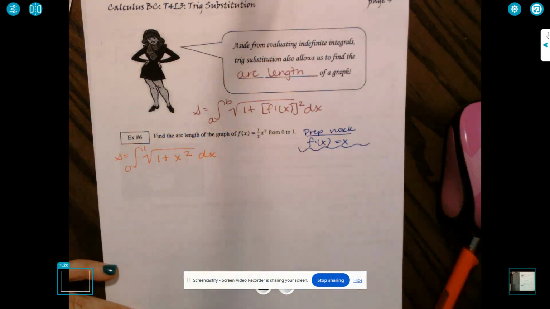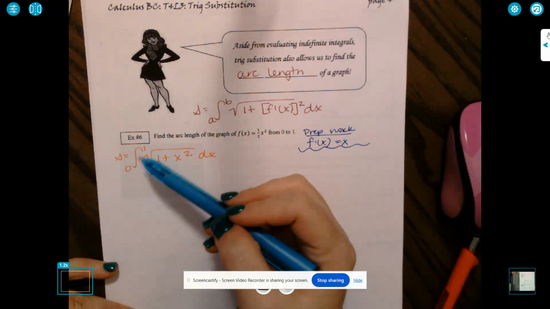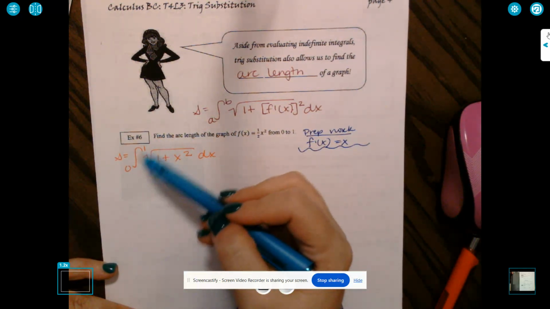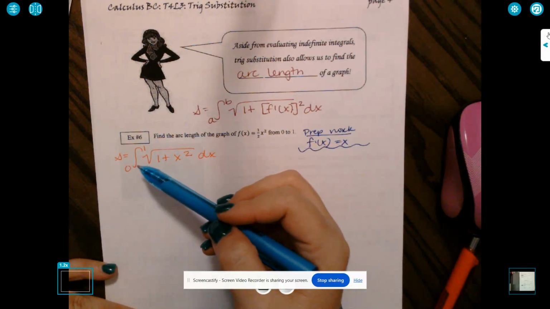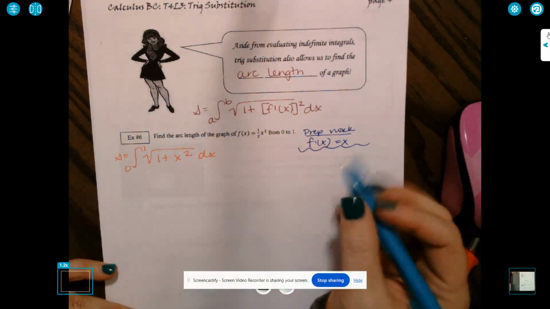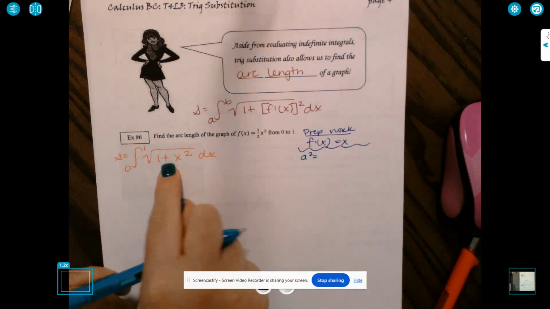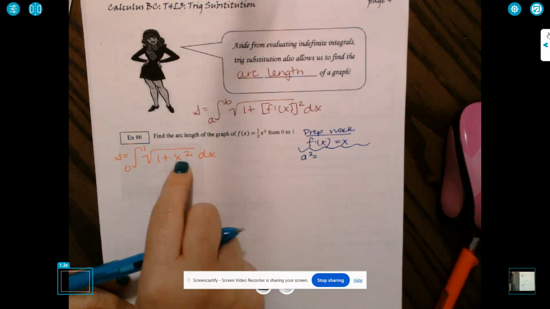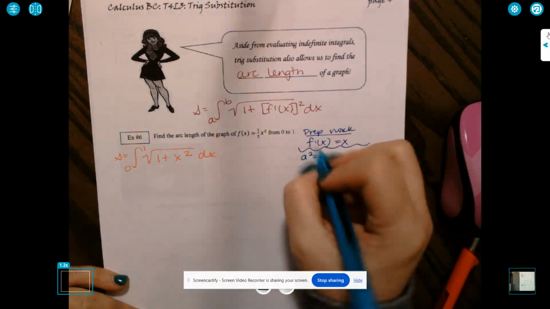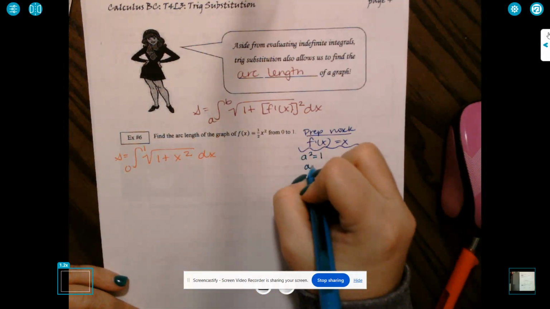dx. Okay, and now we do need to make a note here that right now our interval is in x's and they need to be in thetas. And so we'll go do that in 1 second. Okay, but let's just go over here and go ahead and do our a squared. Okay, so this is 1 plus, or a squared plus x squared. So our a squared is 1. Therefore, our a is 1.